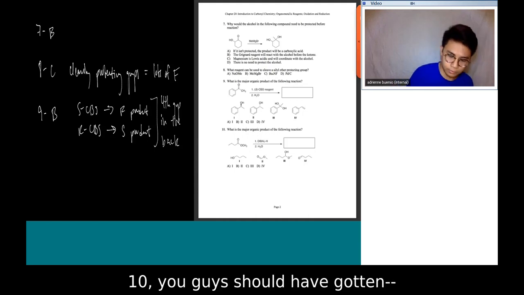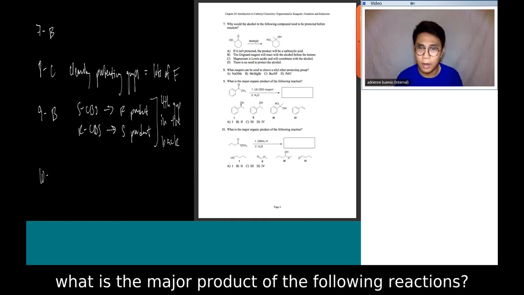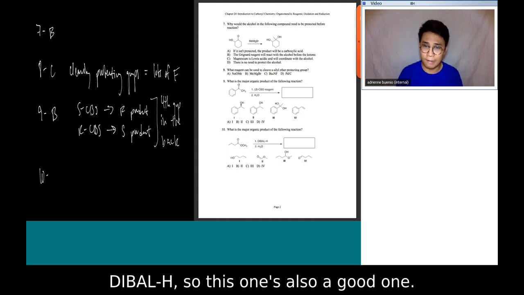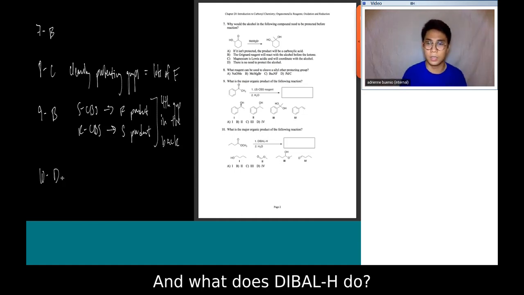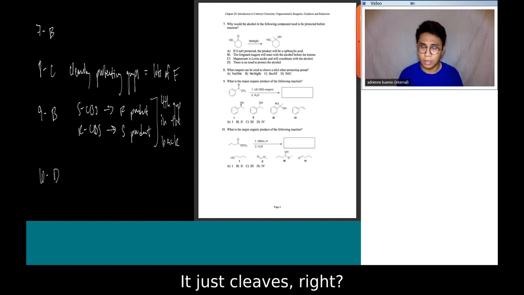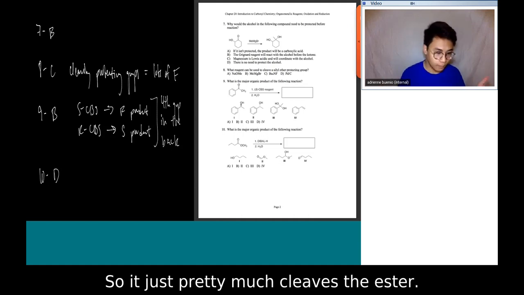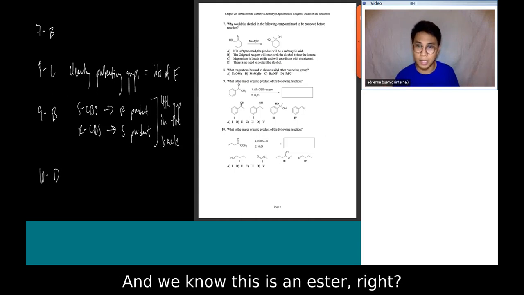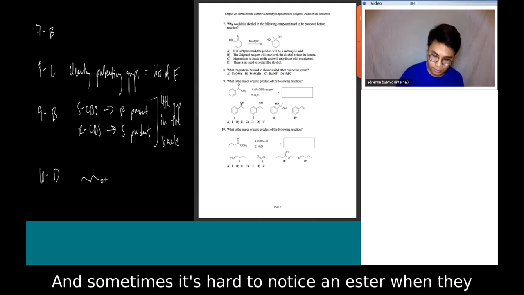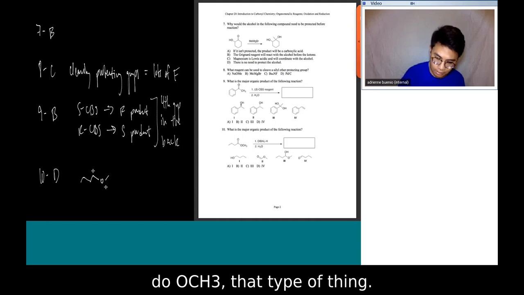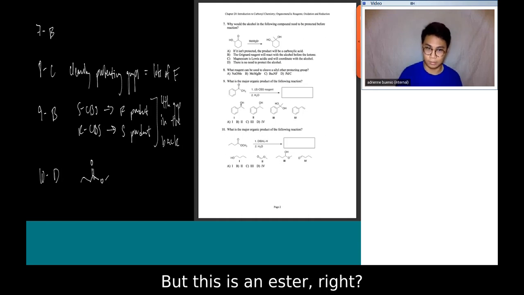Okay. 10, you guys should have gone, what is the major product of the following reactions? DIBAL-H. So this one's also a good one. You guys should have gone D, right? And what does DIBAL-H do? It just cleaves, right? So it just pretty much cleaves the ester. And we know this is an ester, right? So the starting product is basically this. And sometimes it's hard to know it's an ester because when they do OCH3, that type of thing. But this is an ester, right?